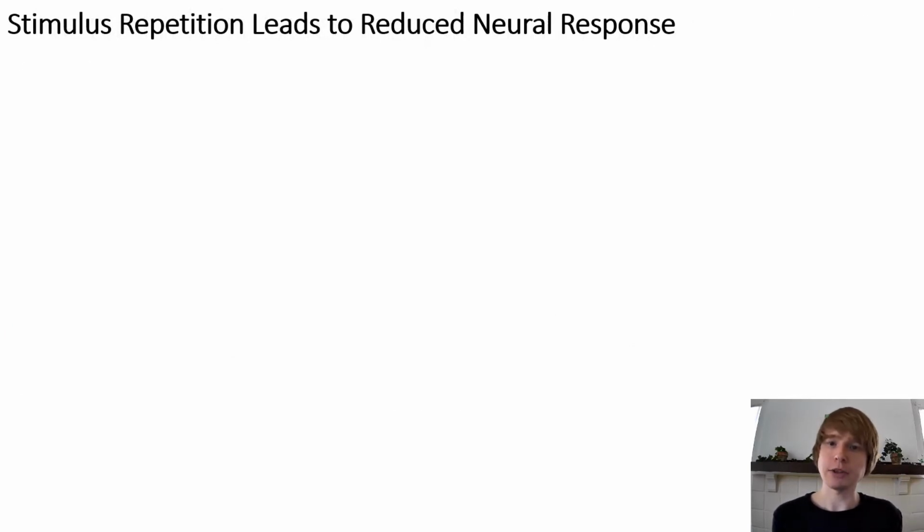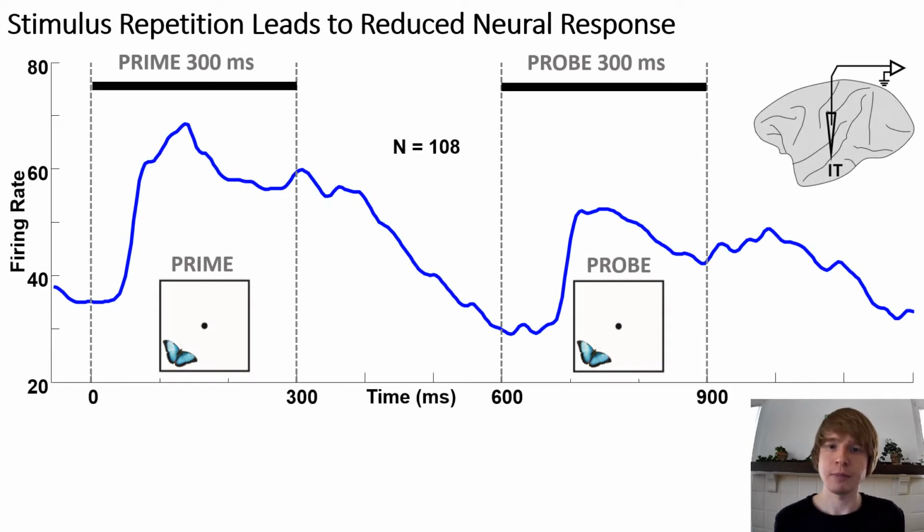One of the most robust ways that neurons in IT are sensitive to recency is the phenomenon of repetition suppression, whereby when an image is presented first as a prime and then again as a probe, the response of the neurons, in the form of action potentials or spikes per second, is reduced for the second presentation compared to the first.